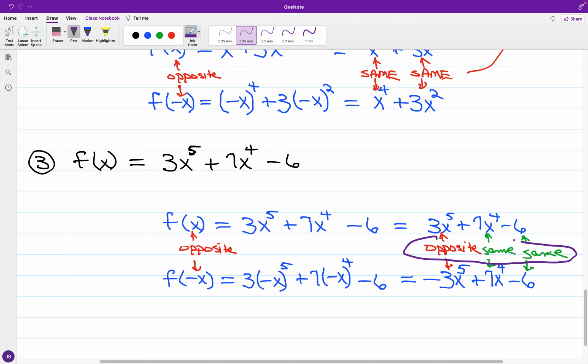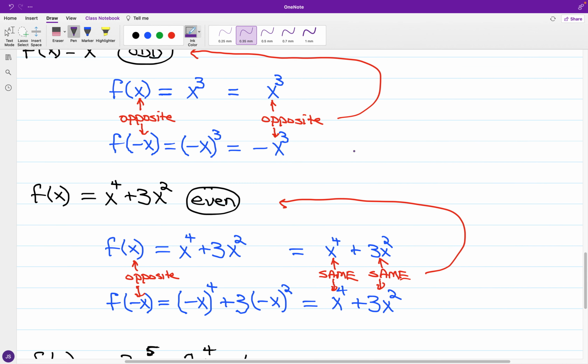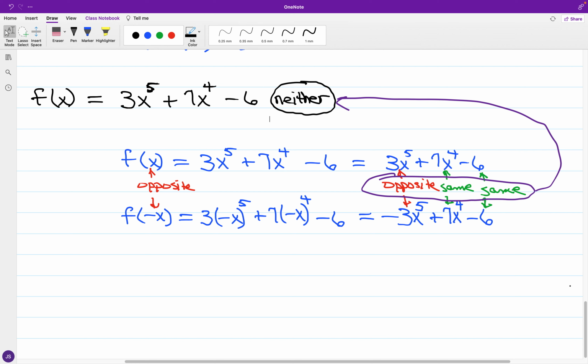So when there's a blend, opposite for some and same for others in the output terms, it's not the same throughout, which would lead to an even function, nor opposite throughout, which would lead to an odd function. What happens here is that this function is neither odd nor even. The graph would not have symmetry with respect to the origin, since it is not odd, nor symmetry with respect to the y-axis, since it's not even. So this is one that is not odd or even.